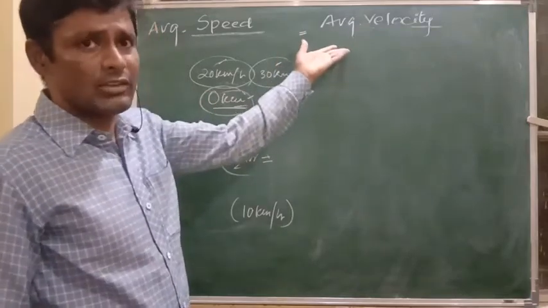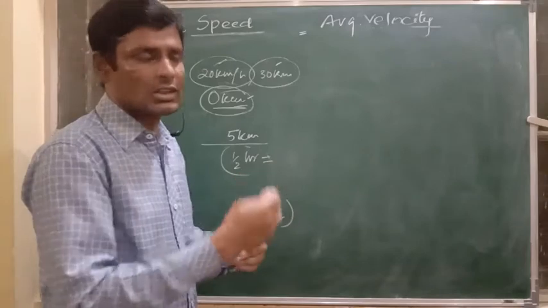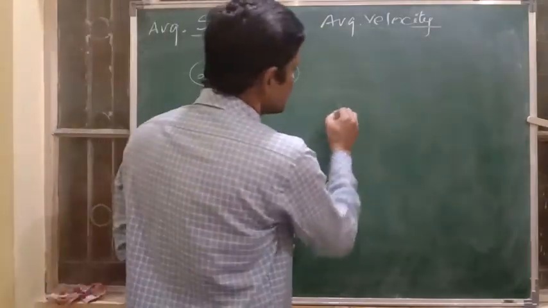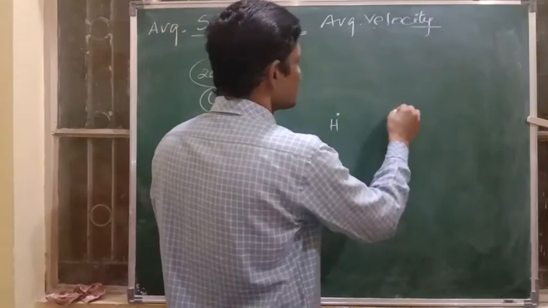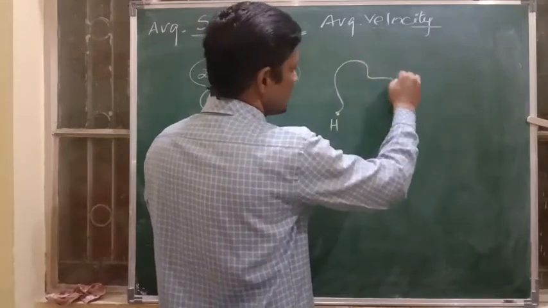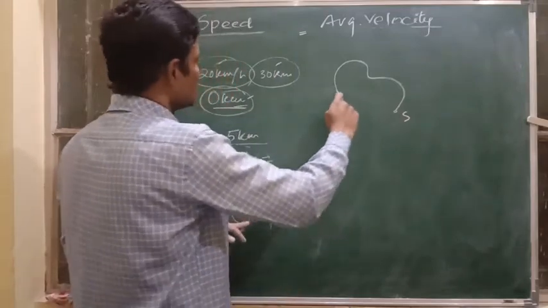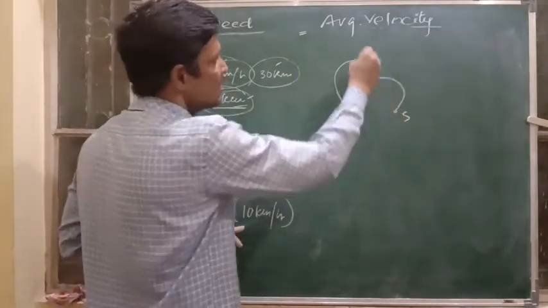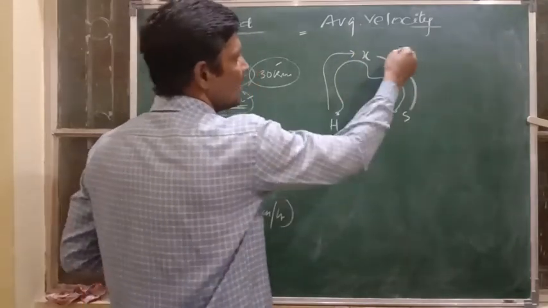Similarly, for velocity also, you have to see the straight line. In a straight line, suppose this is your home, and this is your school. You take this path every day to reach your school, and this is the total distance. Suppose the total distance is x, and your time is t.